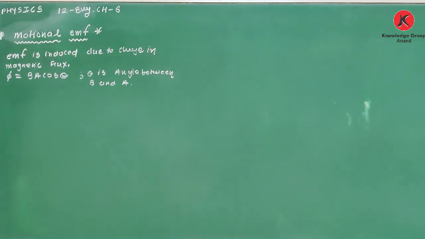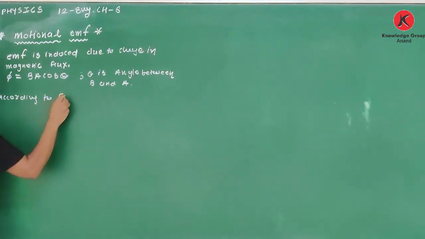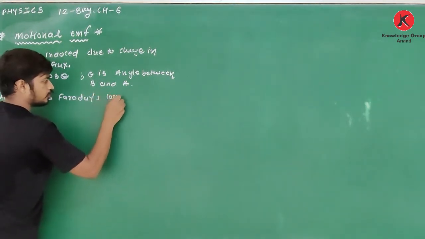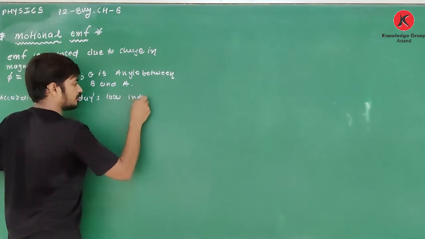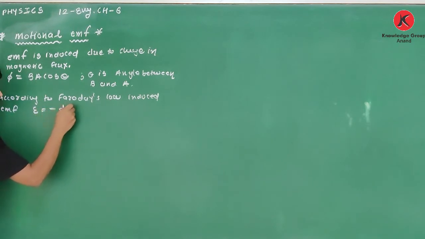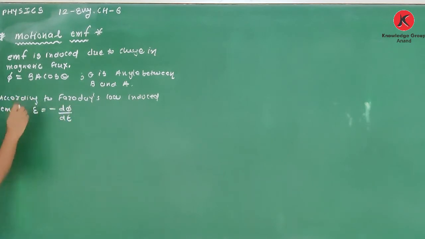What is the equation of induced EMF according to Faraday's law? According to Faraday's law, induced EMF E is equal to minus d phi upon dt. The negative sign indicates Lenz's law. The EMF is induced such that it opposes change in magnetic flux.